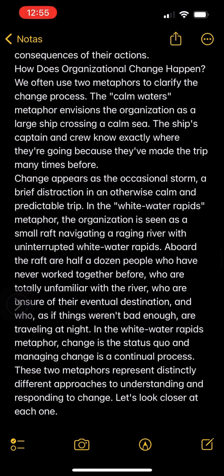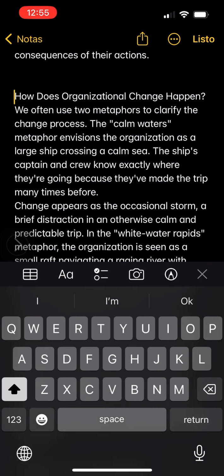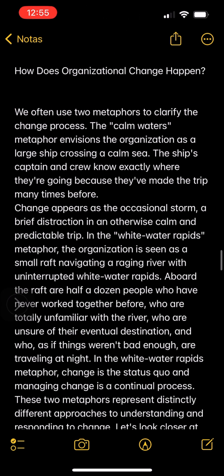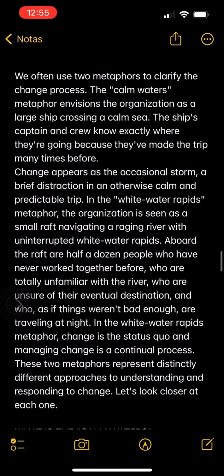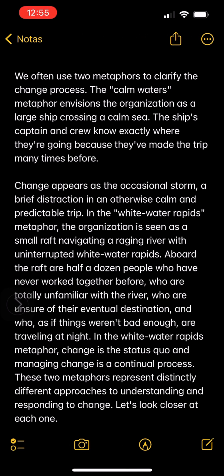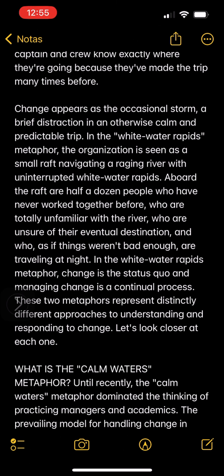How does organizational change happen? We often use two metaphors to clarify the change process. The calm waters metaphor envisions the organization as a large ship crossing a calm sea. The ship's captain and crew know exactly where they are going because they've made the trip many times before. Change appears as the occasional storm, a brief distraction in an otherwise calm and predictable trip.